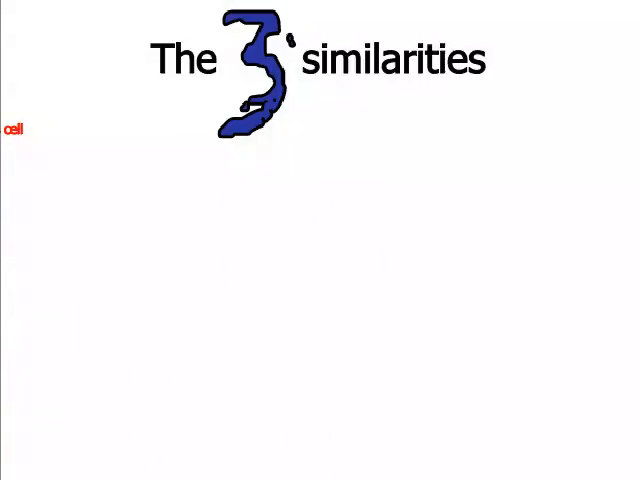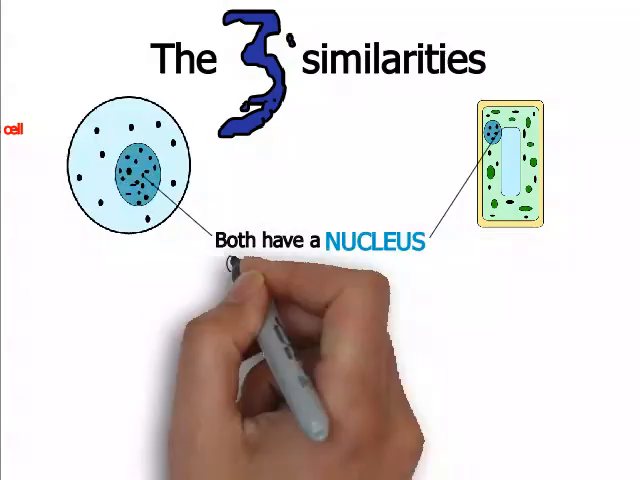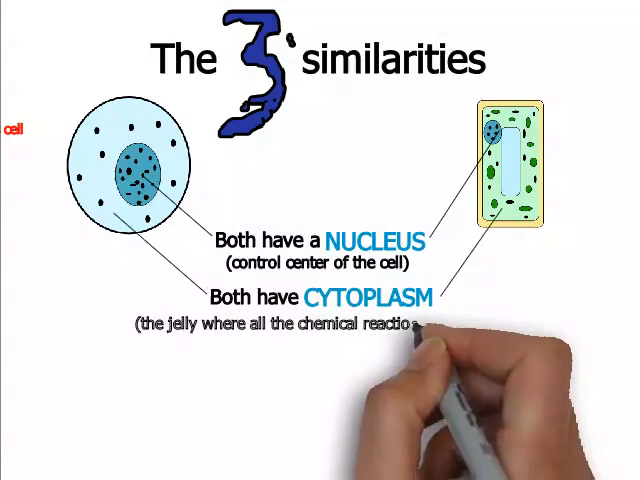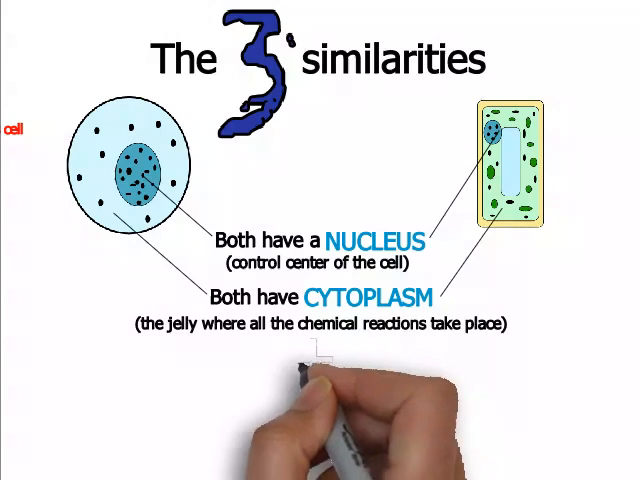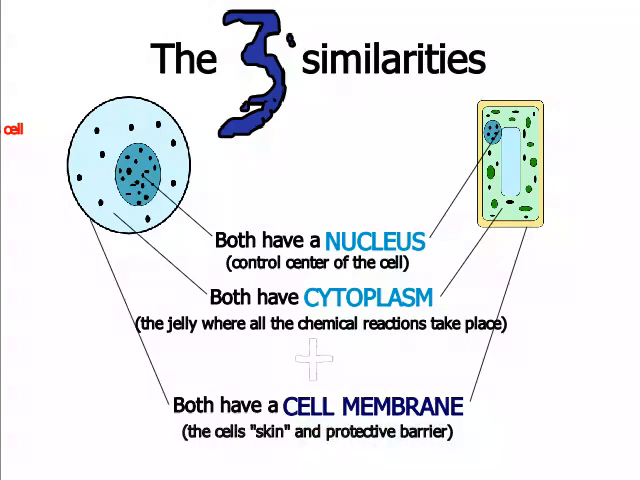The 3 similarities between the 2 are firstly that they both contain a nucleus. This is like the control center of the cell. They both have cytoplasm. This is the jelly where the chemical reactions take place. And they both have a cell membrane, which is like the skin or the protective barrier of the cell.